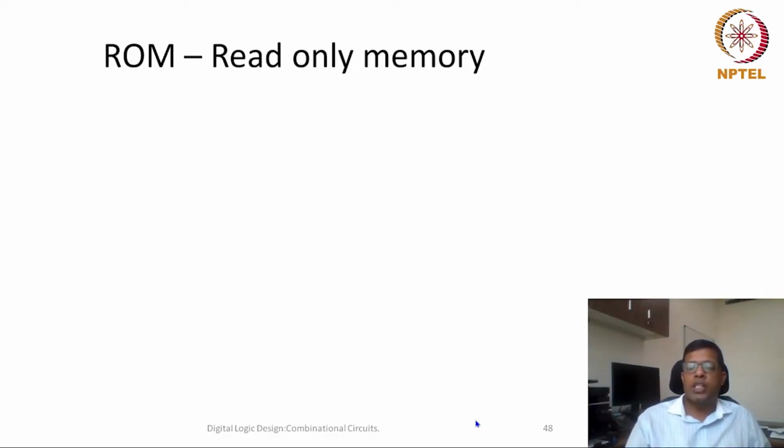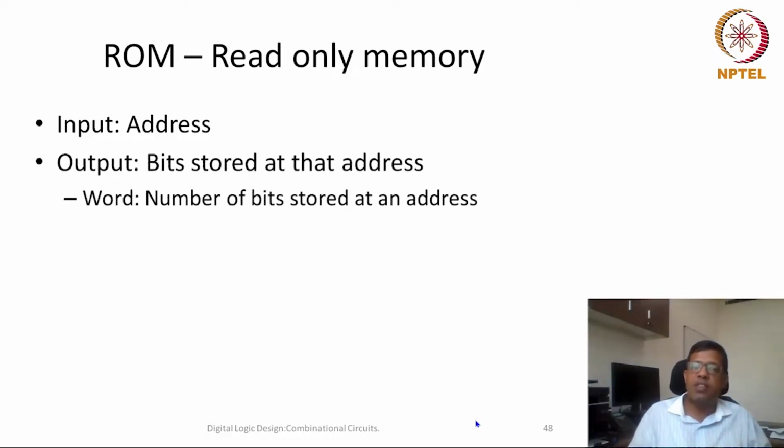Such a memory takes an address as input, and there are contents at those addresses; when an address is given, the bits stored at that particular address are returned. Since I am using the word bits, there is a possibility that more than one bit is stored at that address. The number of bits stored at a single address is called a word. A word could be 1 bit, 2 bit, 4 bit, 16 bit, 32 bit, 64 bit.